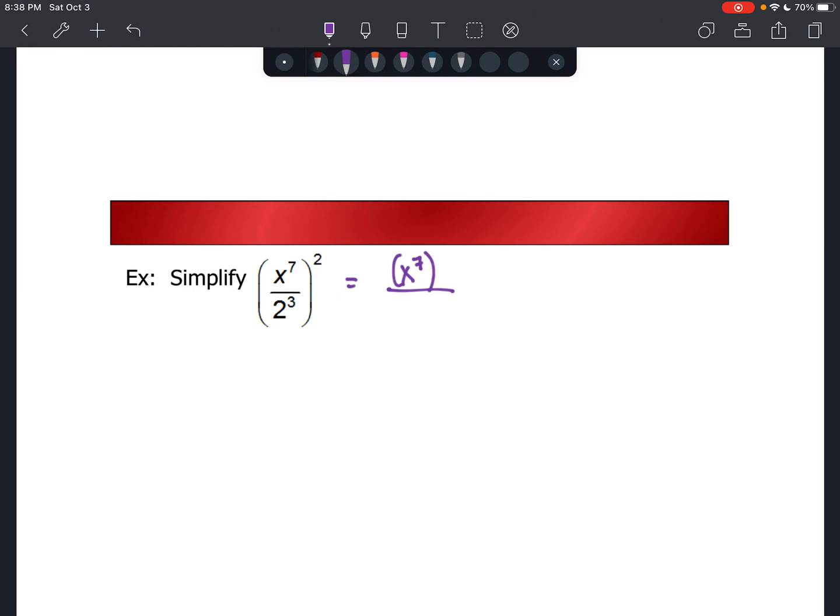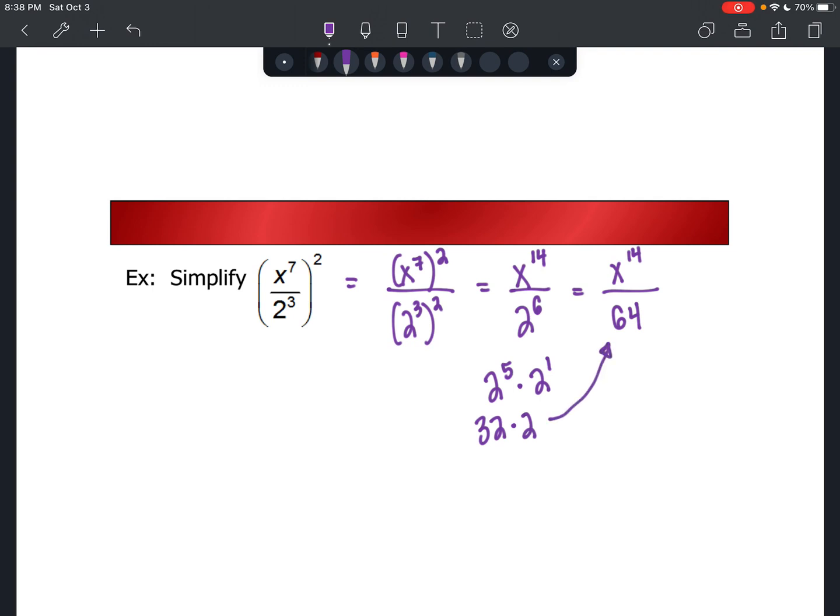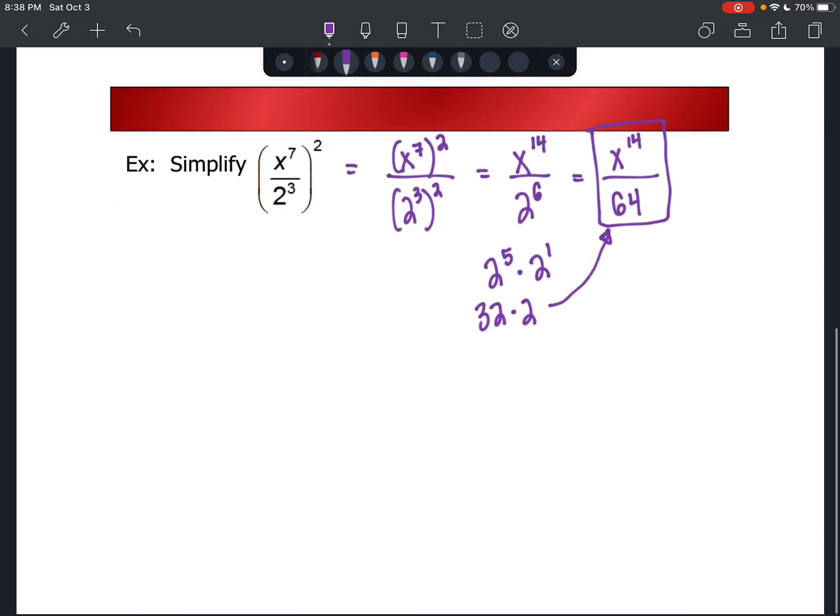x to the 7th to the 2nd power, 2 cubed to the 2nd power. That would be x to the 14th over 2 to the 6th. And 2 to the 6th is 64. How do I know that? Because 2 to the 5th times 2 to the 1st is 2 to the 6th. And 2 to the 5th is 32. 32 times 2 is 64. That's once again why it's so important for you to know your exponent values.